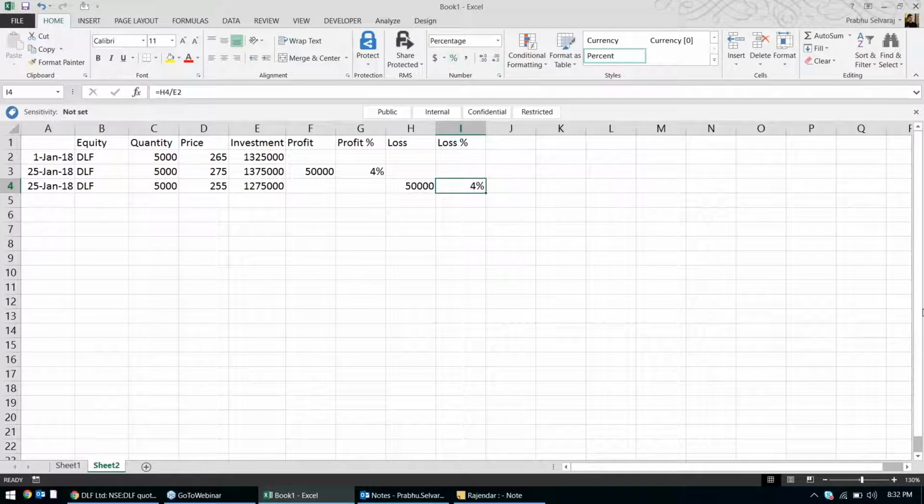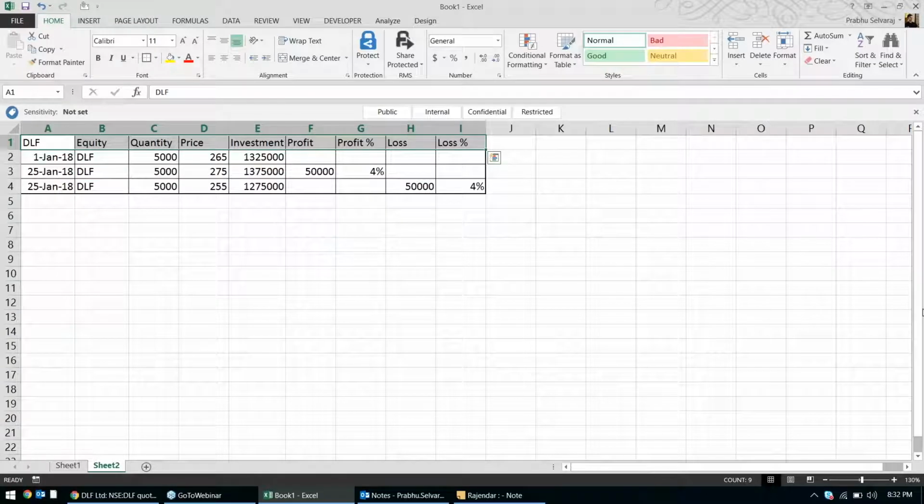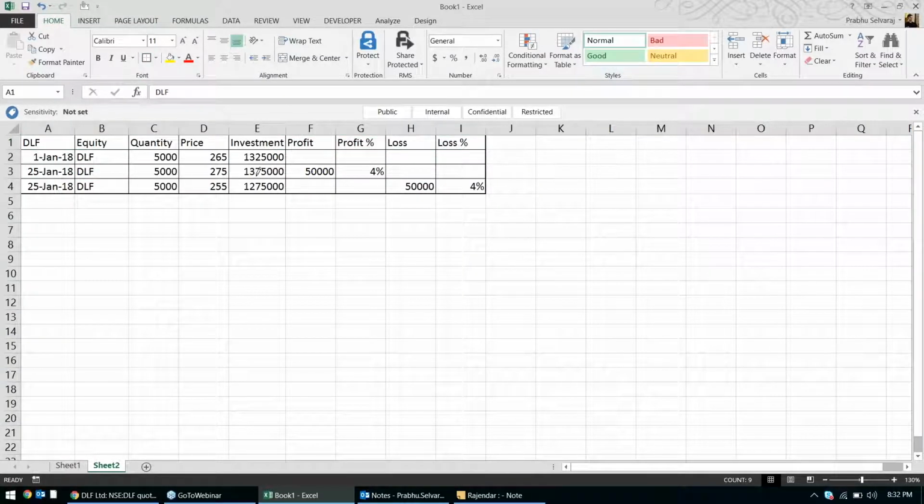Clear? So you bought 5,000 shares by investing 1,32,500. By the end of the month, if the stock price has gone up by this much, you'll make a profit of 50,000, which equals 4% of your investment. This is the return you can expect in your equity investment.